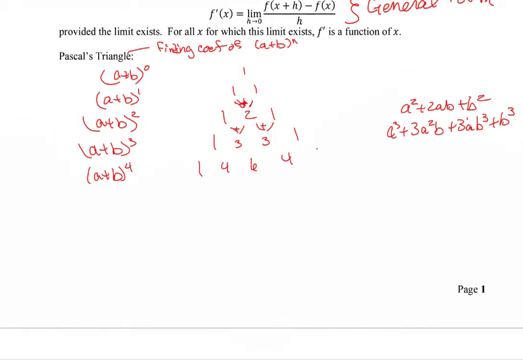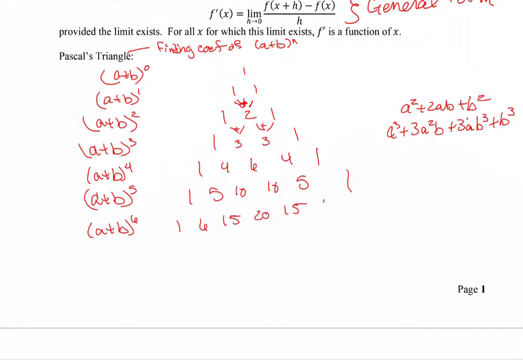If it's a plus b to the 4th, that's 1, 4, 6, 4, 1. A plus b to the 5th, 1, 5, 10, 10, 5, 1. A plus b to the 6th, 1, 6, 15, 20, 15, 6, 1. And you can keep going on and on, and you follow the idea. Now this allows you to find the coefficients to any polynomial of the form a plus b. All right? Now, let's get on to showing how to do definition of derivative.